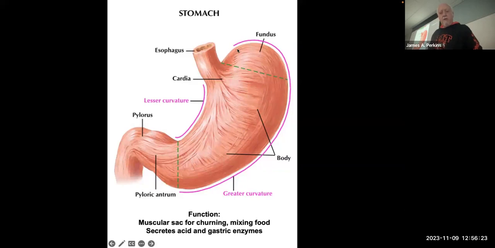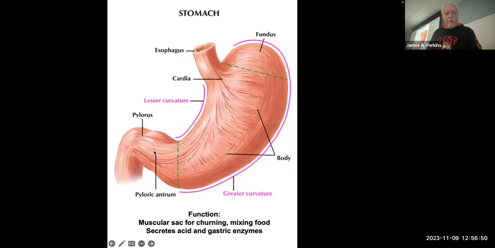Then there's part of the stomach that forms this large rounded dome that sits off to the left side of the body. And this would be sitting under the dome of the diaphragm on the left. This is known as the fundus. Anytime you have any organ that has a rounded top to it, it's always called a fundus. Gallbladder has a fundus, the uterus has a fundus, and the stomach has a fundus. Then the bulk of the stomach is known as the body.